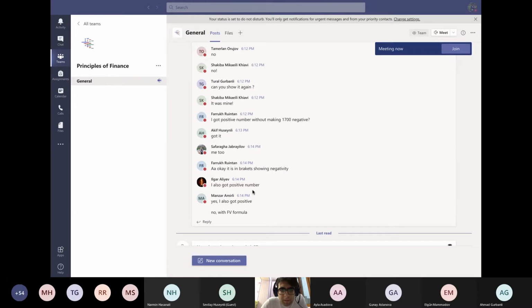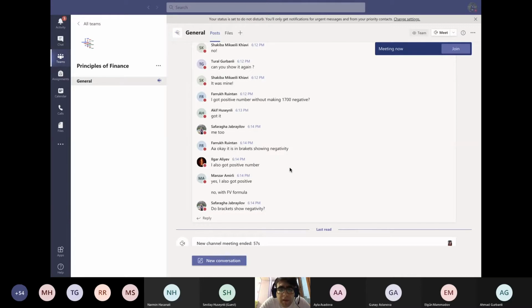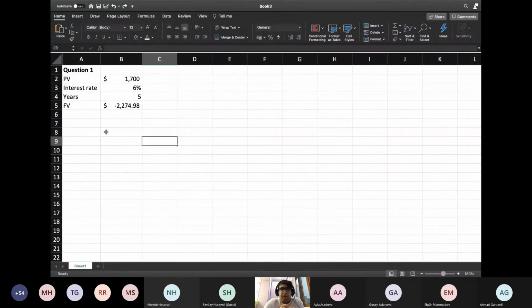Yes. If you are getting numbers in brackets, brackets mean a negative number, because in accounting standards, negative numbers are shown in brackets. Do brackets show negatively? Yes, Safar. I don't know if you covered it in financial accounting class, but in accounting statements, negative numbers are mostly shown in brackets. Okay, great. We can continue, I think.